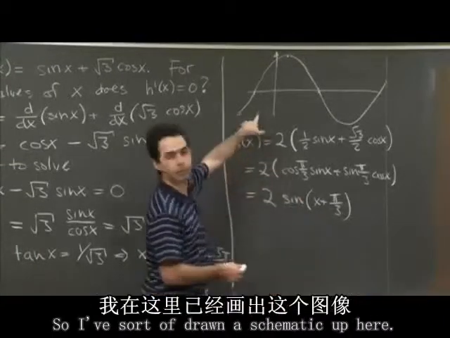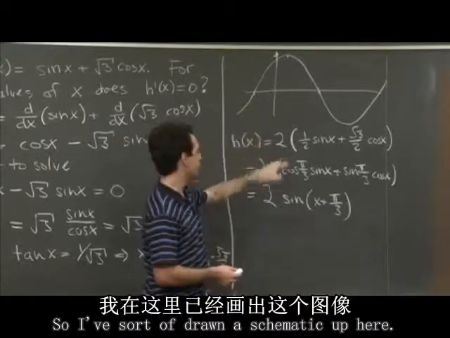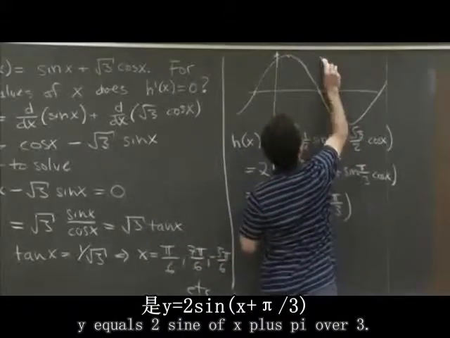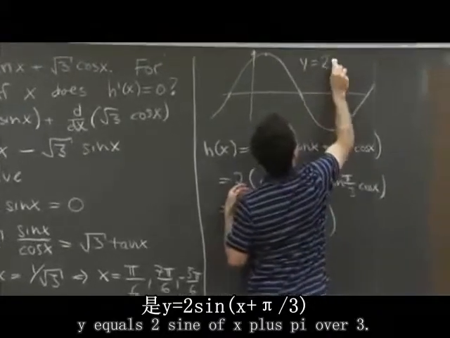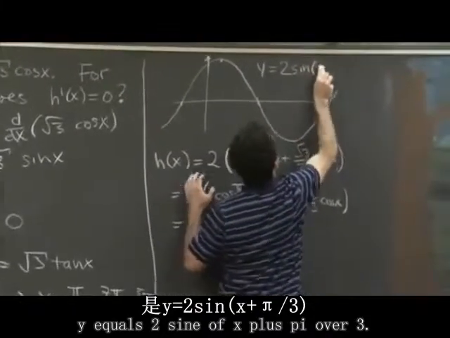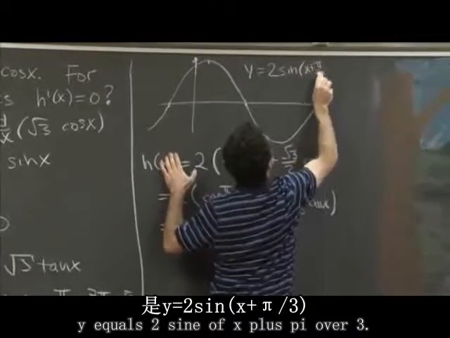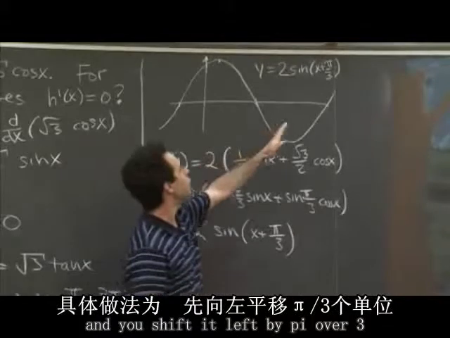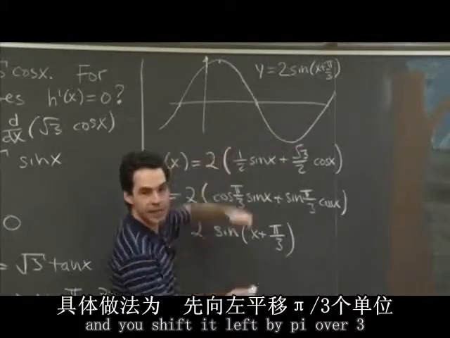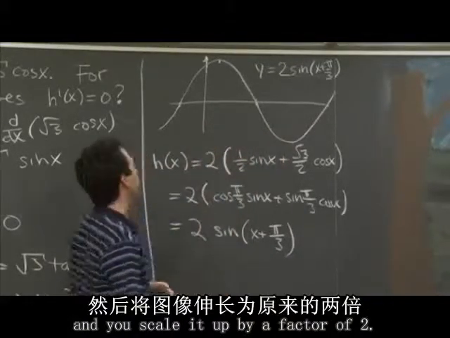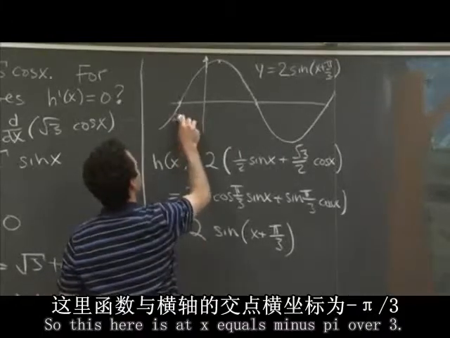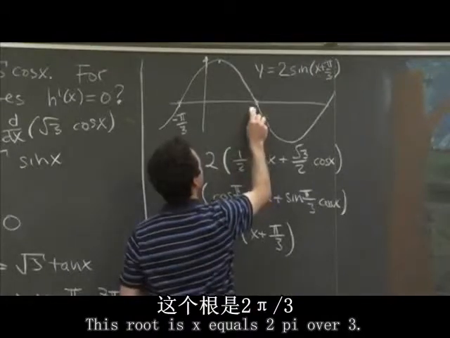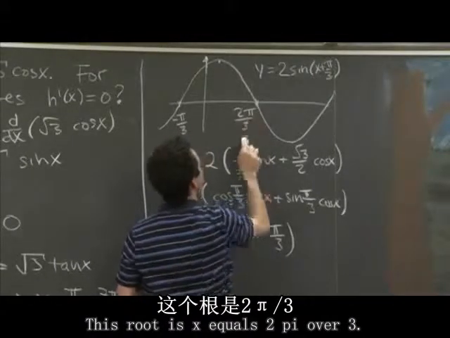So I've sort of drawn a schematic up here. This is the graph y equals 2 sine of x plus pi over 3. It's what you get if you take the graph y equals sine x and you shift it left by pi over 3 and you scale it up by a factor of 2. So this here is at x equals minus pi over 3. This root is x equals 2 pi over 3.